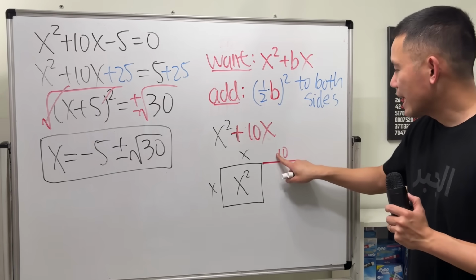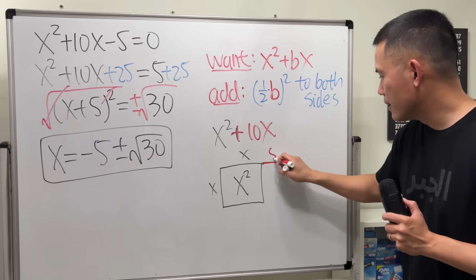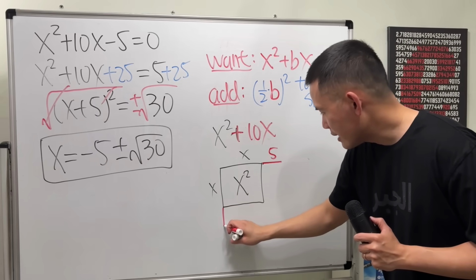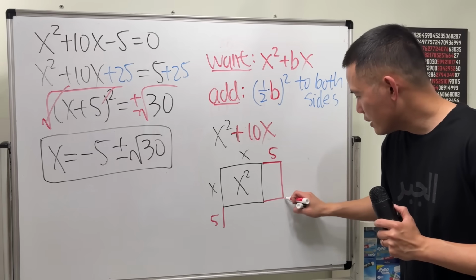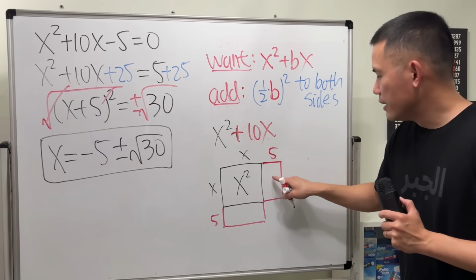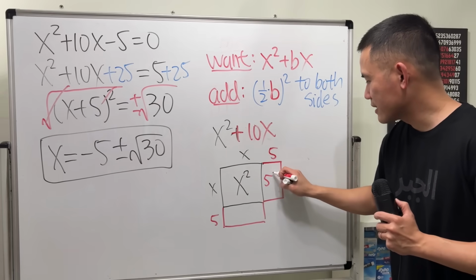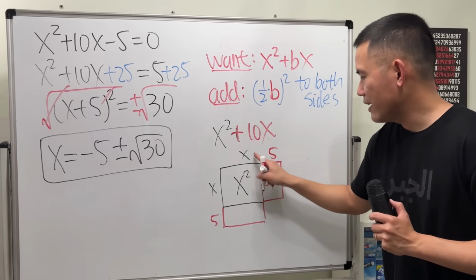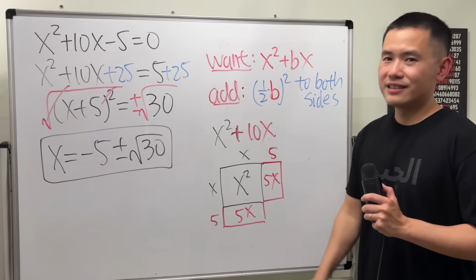Instead, we are going to cut this in half. So I will just put 5 right here. Now I will put on another 5 right here. Why? Because now if I draw the picture like this, this rectangle has the area what? 5 times x, that's 5x. So is this 5x. Together, we still have 10x.